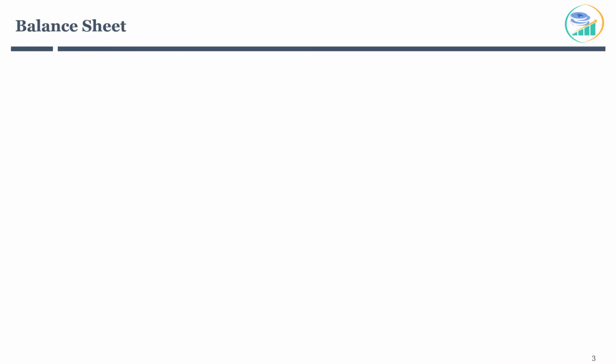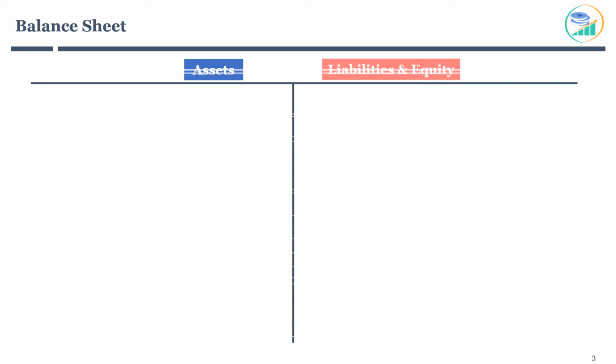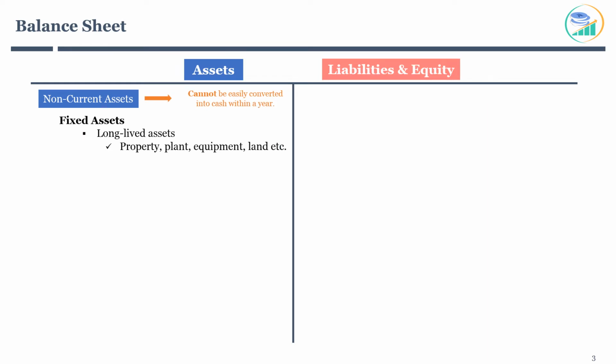Let's go one step further and understand types of assets and liabilities. Starting with non-current assets. These are assets that cannot be easily converted into cash within a year. There are several types of assets classified as non-current assets. Starting with fixed assets. Fixed assets are long-lived assets. Typical examples of fixed assets are property, plant, equipment, land, machinery, vehicles, and so on.